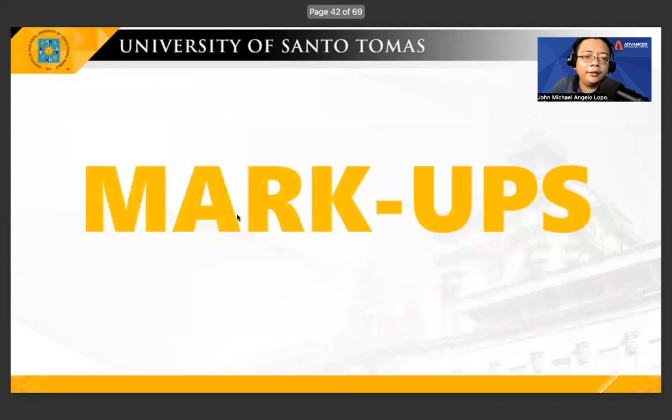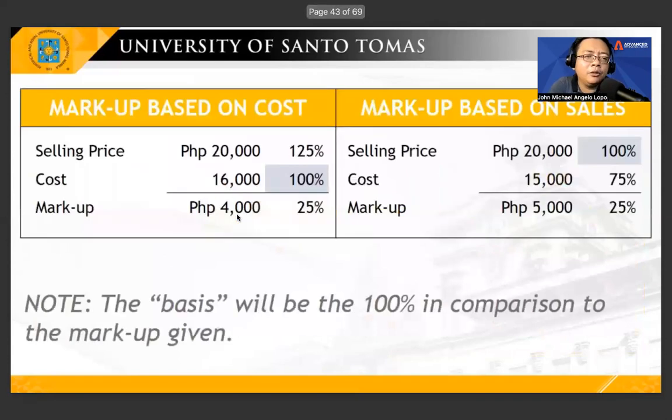Okay? Alright. Markup. So markup naman is based on cost and markup based on sales. Now, what if you have now, na-compute mo na, 16,000 yung cost mo. Markup on cost, ha? So, gawin mo class, gawin mo itong 100. Then, compute mo ng 1.25. Yung magiging selling price mo. Any difference is markup. So, you have 25%.